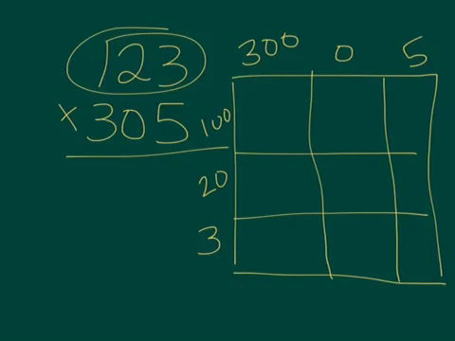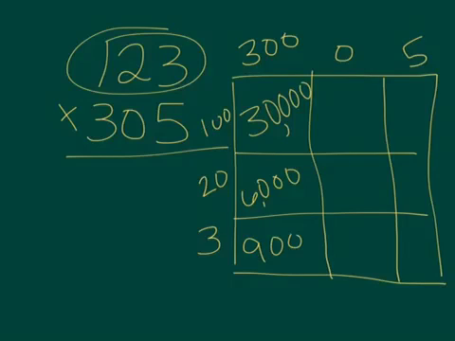I'm going to begin multiplying my numbers. 100 times 300 is 30,000. 20 times 300, 6,000. 3 times 300, 900. 100 times 0 is 0. 20 times 0 is 0. 3 times 0 is 0. 100 times 5, 500. 20 times 5, 100. 3 times 5.